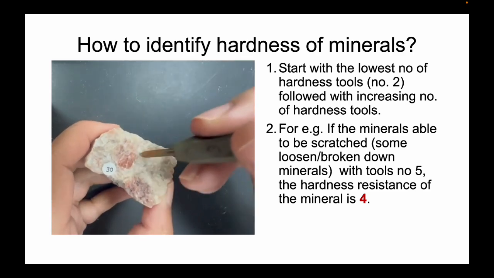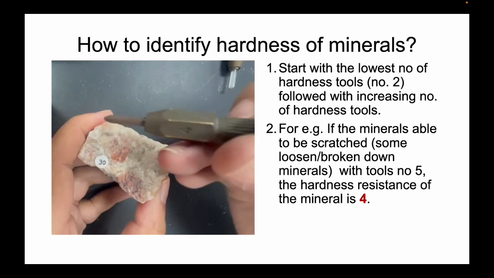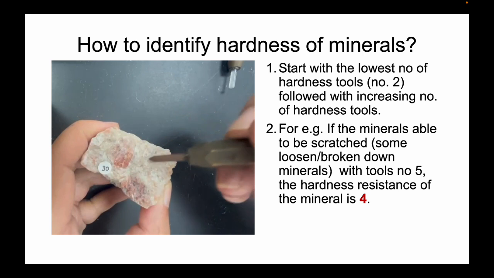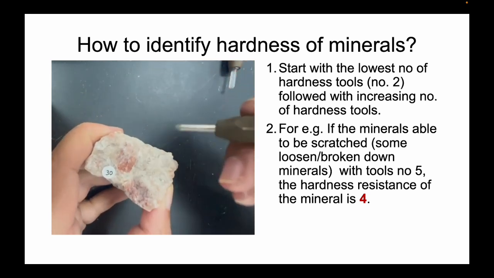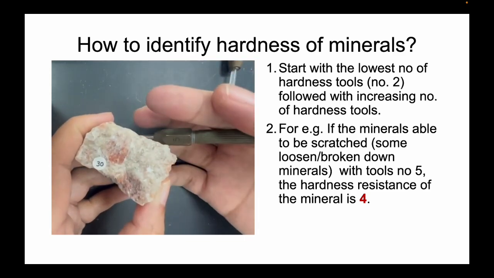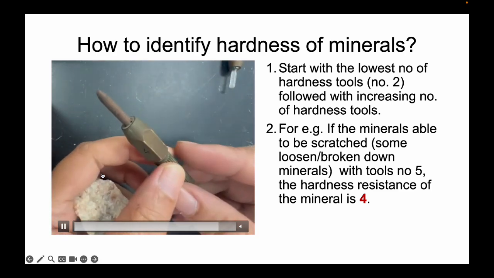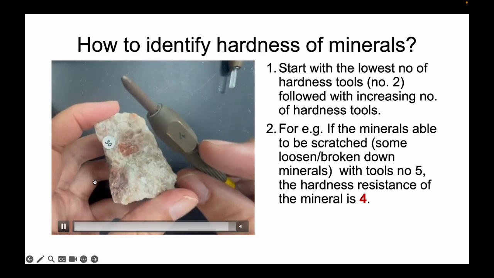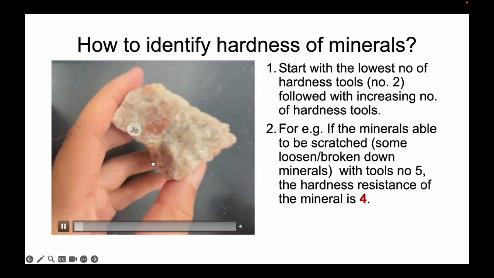But if it's not able to be scratched, then you're going to move on using the other tools, increasing numbers other than number 2. Just now number 2, number 3, and number 4. These 3 tools are unable to scratch the mineral. But when we use number 5, some of the mineral particles are loosened or come out from the mineral itself. So we may say that the hardness of the mineral is number 4. So you may put number 4 on the mineral hardness.